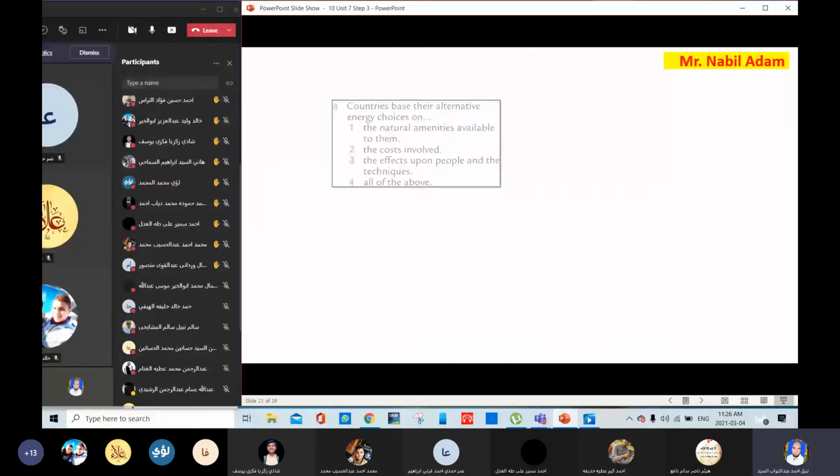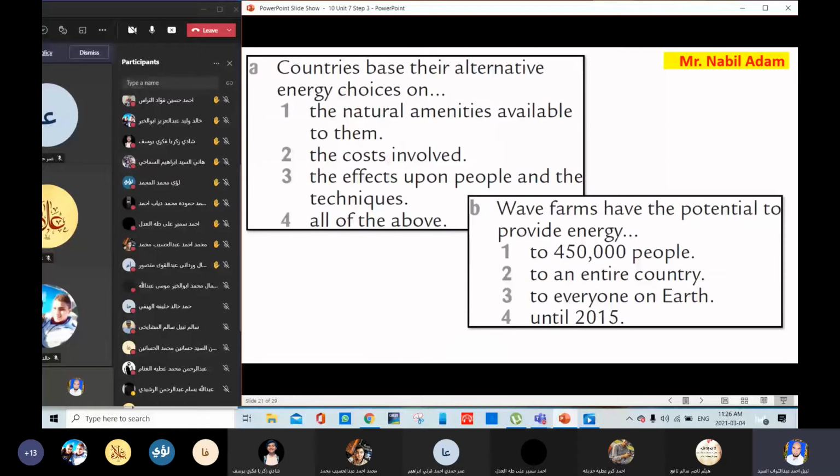Who can read A? Hands up, please. Ahmed Jamal Wardani. Countries base their alternative energy choices on: 1, the natural amenities available to them; 2, the costs involved; 3, the effects upon people and the techniques; 4, all of the above. What is the right answer?